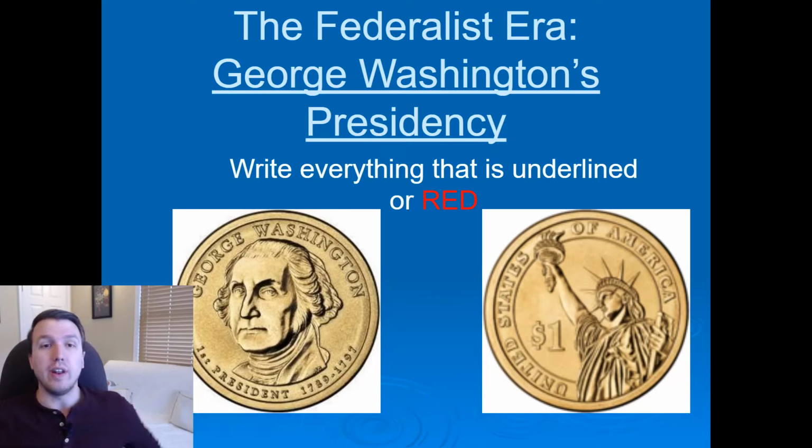Hey class, so today we're starting to talk about George Washington's presidency. We understand what the Bill of Rights is, the Constitution, we have that framework set up. Now it's time to really dive in and see what the man himself did as a president.